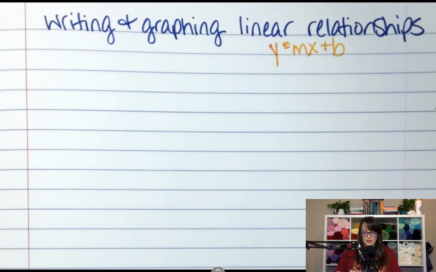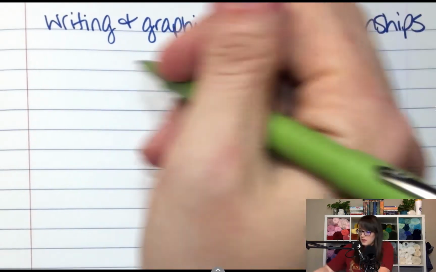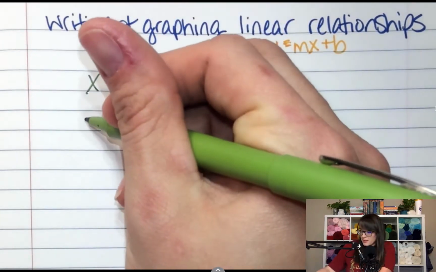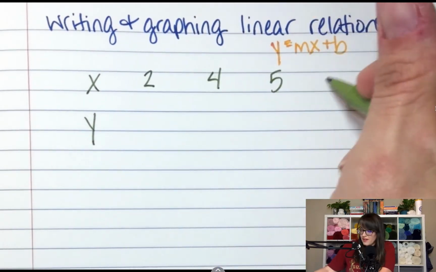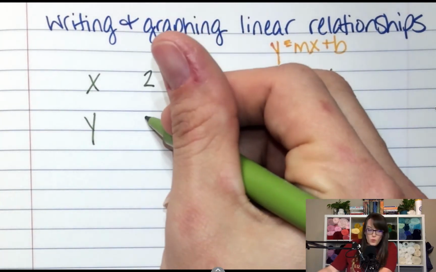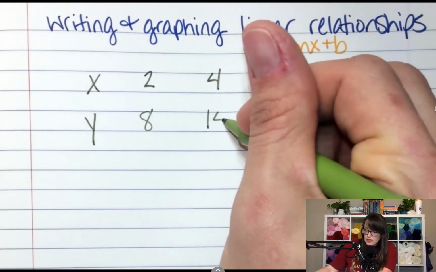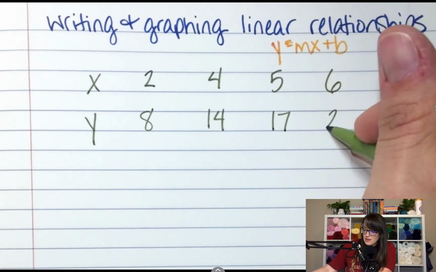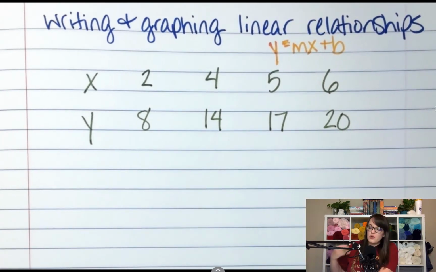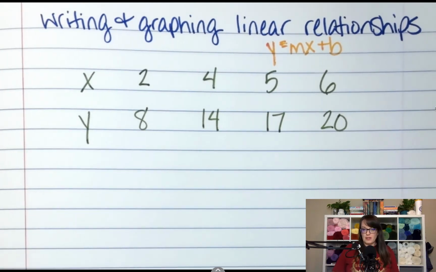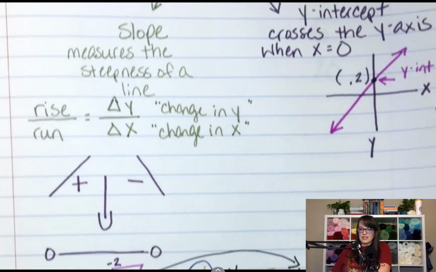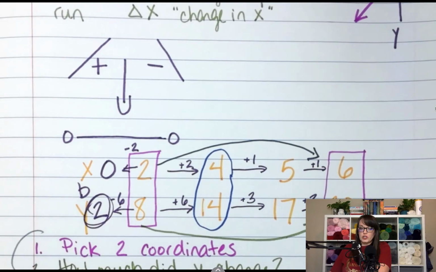y equals mx plus b. Now, if they give you a table where x is on top, x is always on top, x and y, and x is 2, 4, 5, 6, and y is 8, 14, 17, and 20. If they give you this table, we know from the previous lesson that the slope was 3.